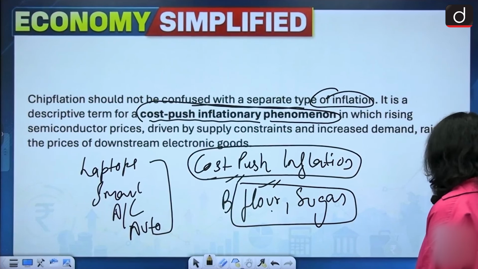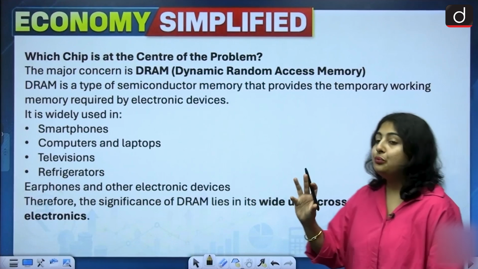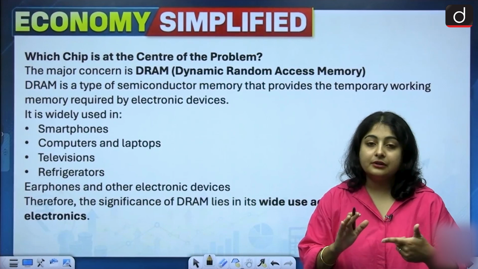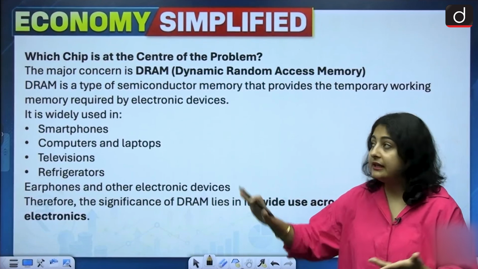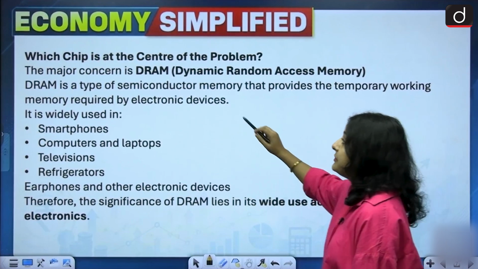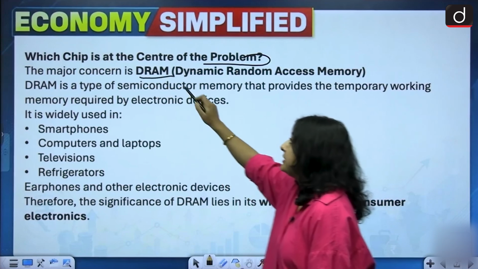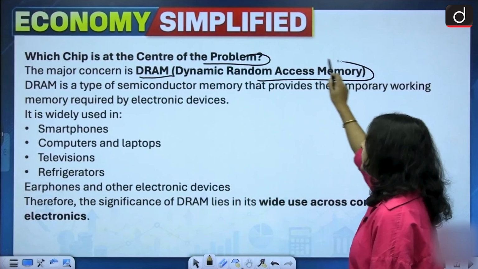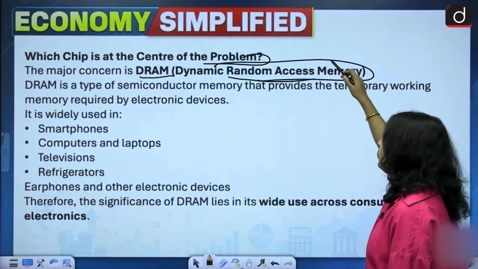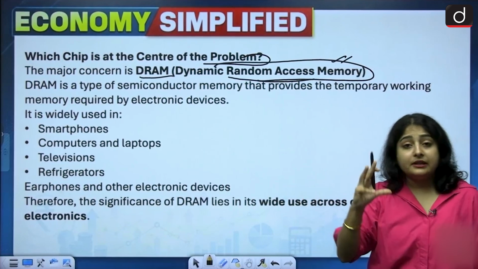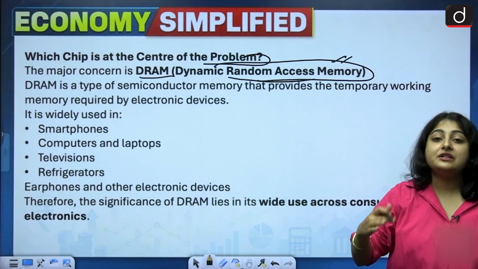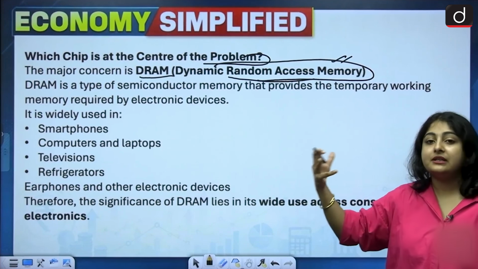Okay. All right. Now, the price of which chip has increased? Let us try and understand that. Which chip is at the center of the problem? Now the major concern is DRAM, that is dynamic random access memory. It is this memory chip whose prices have been increased, and it is expected that its price will increase further in future because the demand has increased.